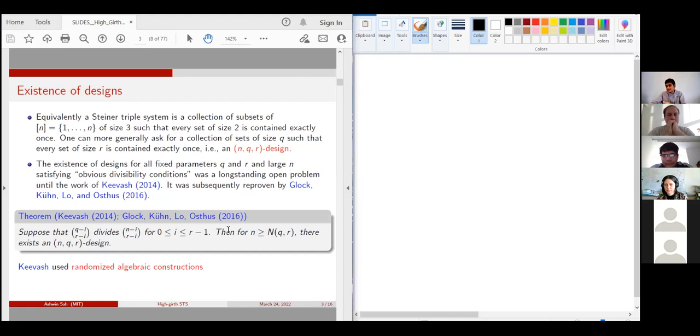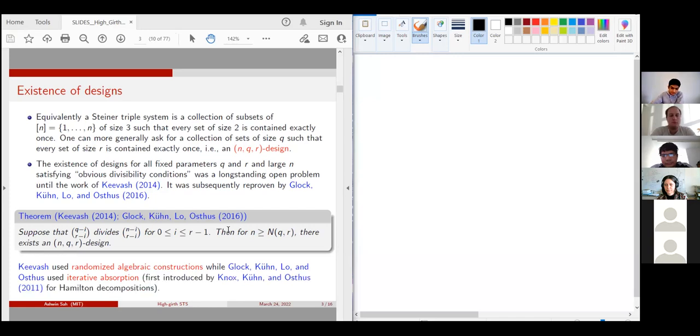And this interplay has been seen in many other areas as well and been used for many other sorts of construction problems and other such things. And Glock, Kuhn, Low, and Osthus use a more purely combinatorial technique called iterative absorption, which they adapt for this problem, but was perhaps first introduced in different settings by Knox, Kuhn, and Osthus, as well as Kuhn and Osthus for Hamilton decompositions.